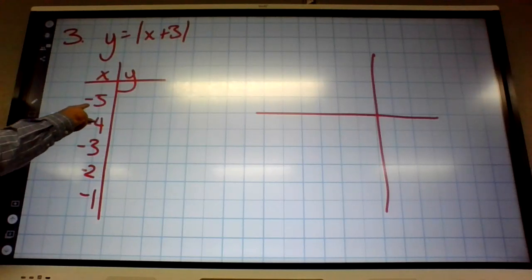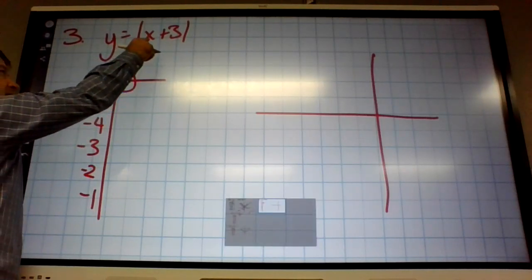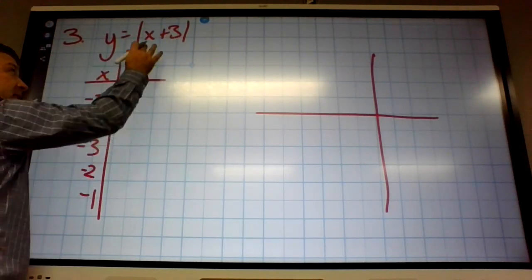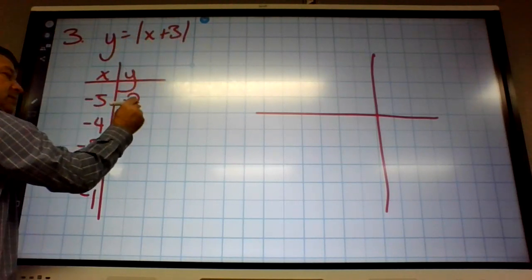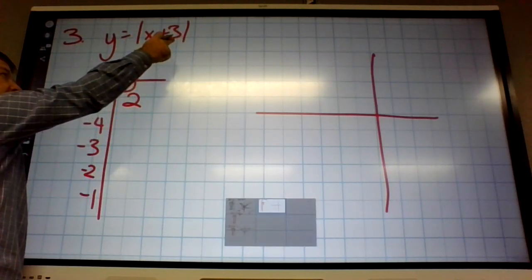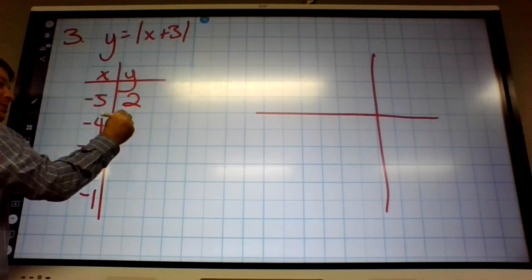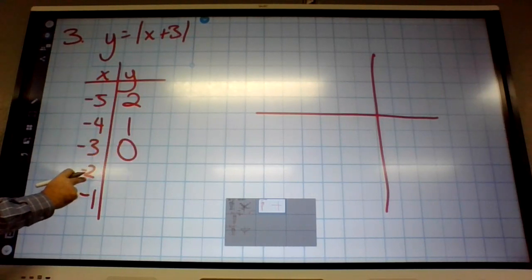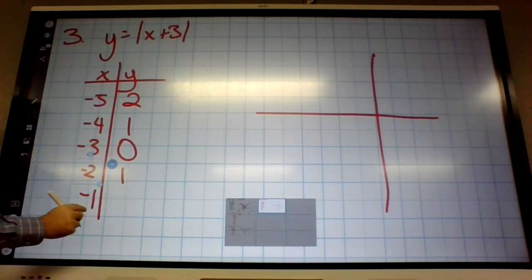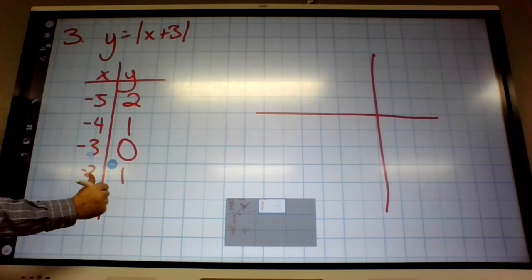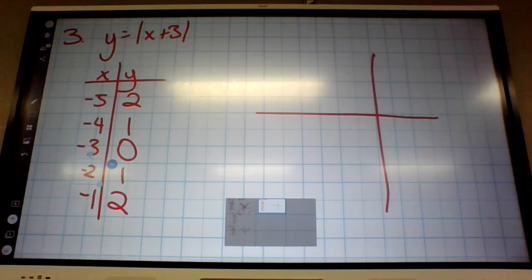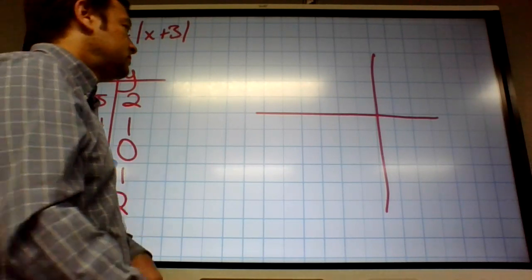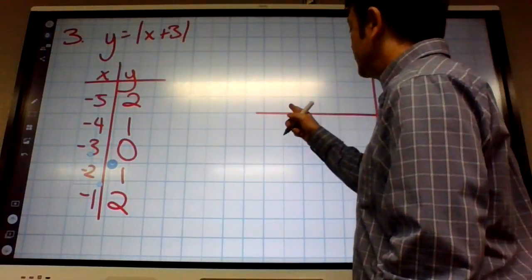So if I plug in negative 5 plus 3, that is negative 2, but then you do the absolute value after, so that's positive 2. Negative 4 plus 3 is negative 1, absolute value. Negative 3 plus 3 is 0, absolute value. Negative 2 plus 3 is 1, absolute value doesn't change it. Negative 1 plus 3 is 2. So 1, 2, 3, 4, 5.